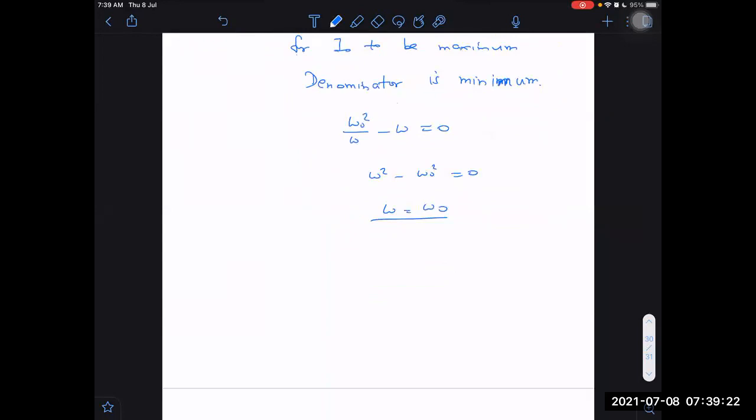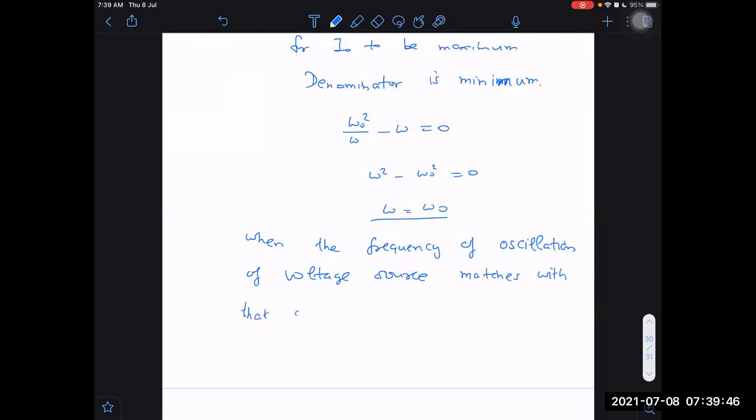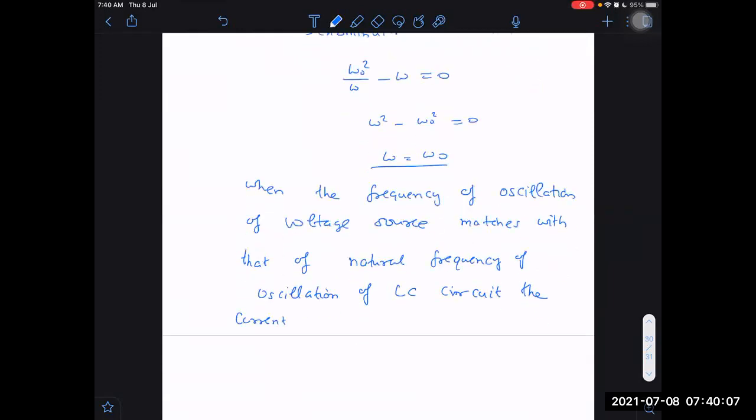When the frequency of oscillation of the voltage source matches that of the natural frequency of oscillation of the LC circuit, the current becomes maximum.